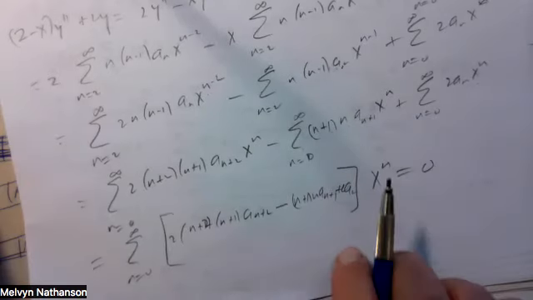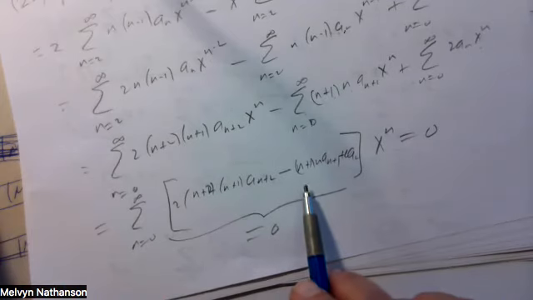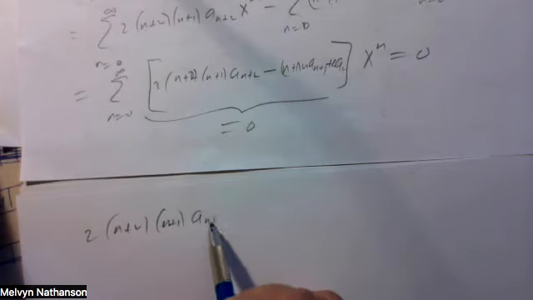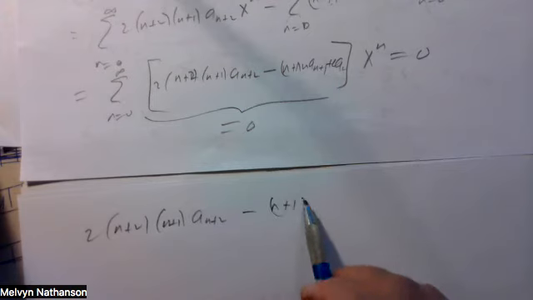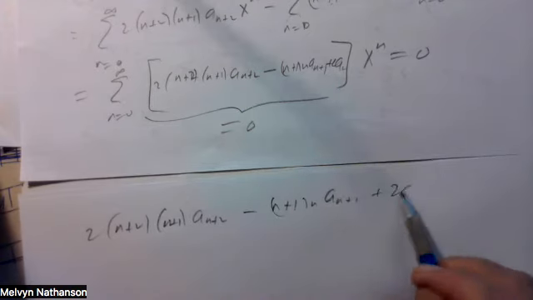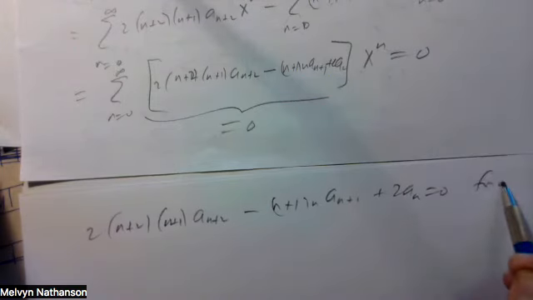And when is that equal to zero? It's equal to zero if all these coefficients are zero. A power series is zero if and only if all of its coefficients are zero, just like a polynomial. That means that what I need is that for this to always be equal to zero, that is 2, n plus 2, n plus 1, a sub n plus 2, minus n plus 1 times n, a sub n plus 1, plus 2, a sub n equals zero for all n.